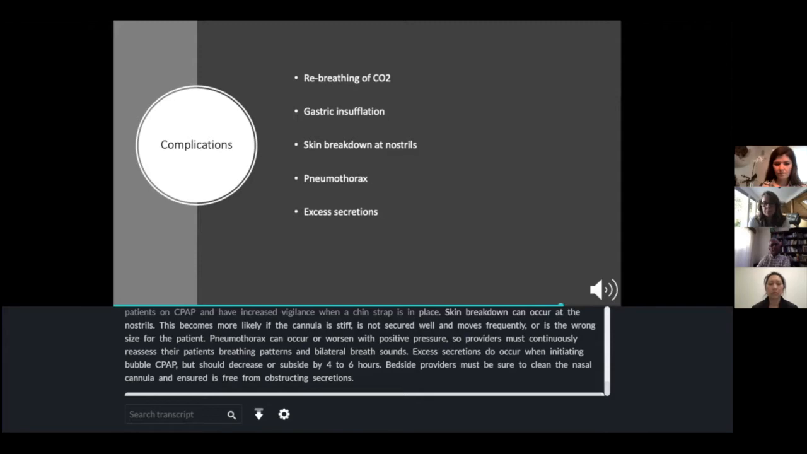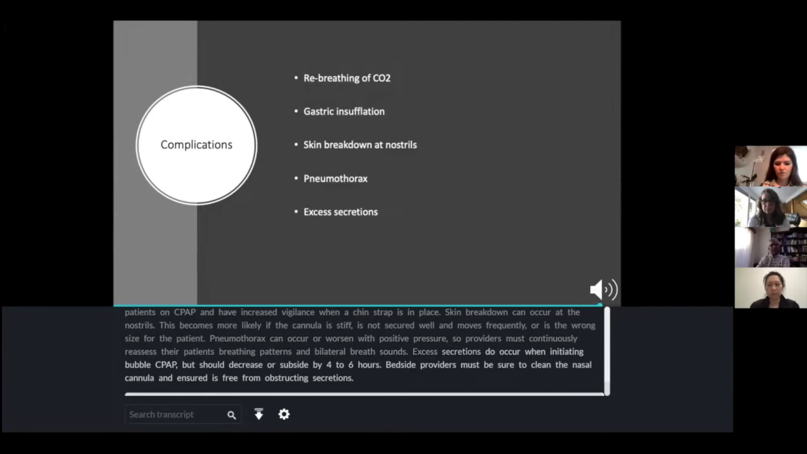The cannula is stiff, is not secured well and moves frequently, or is the wrong size for the patient. Pneumothorax can occur or worsen with positive pressure, so providers must continuously reassess their patient's breathing patterns and bilateral breath sounds.